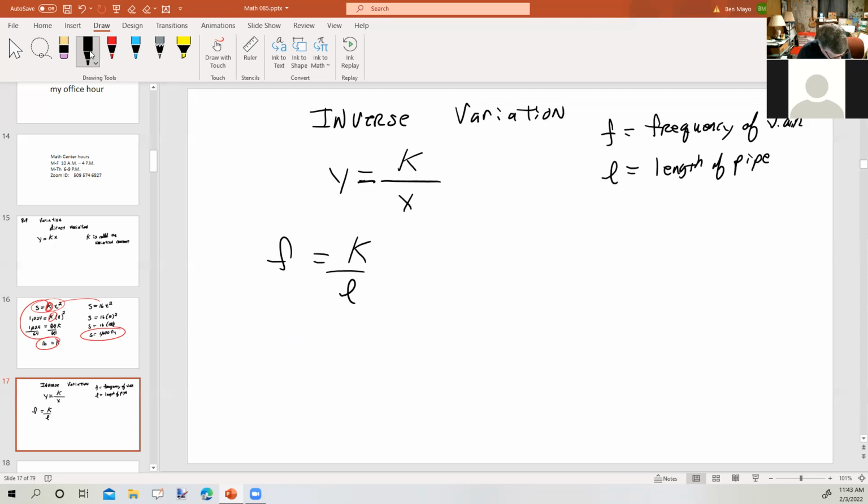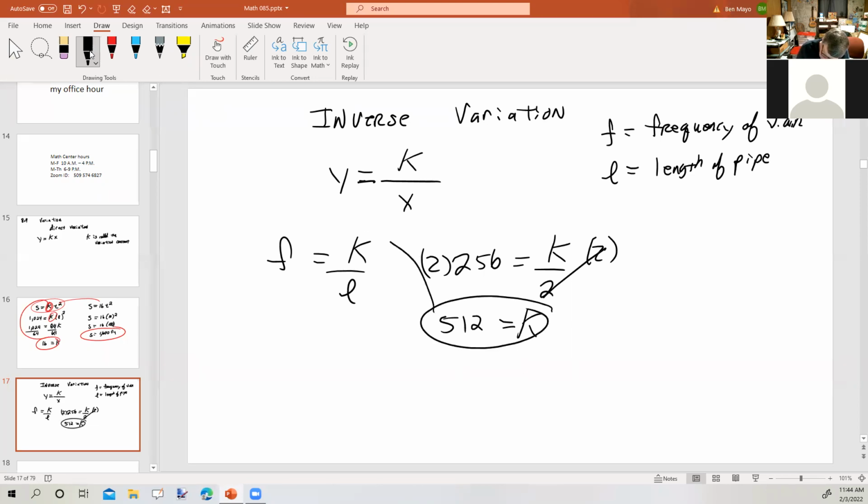All right, now, if a pipe 2 feet long vibrates 256 times per second, so 256 is the frequency of vibration, L is the length, which is 2 feet. This allows us to solve for K. We'll multiply both sides by 2. K equals what? 512. 2 times 256. So then that goes in the place of K, and our equation becomes F equals 512 over L.